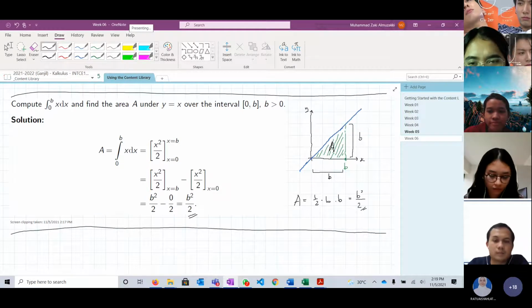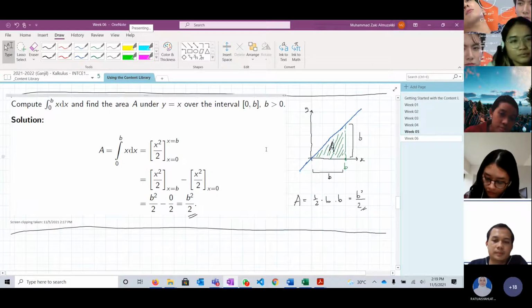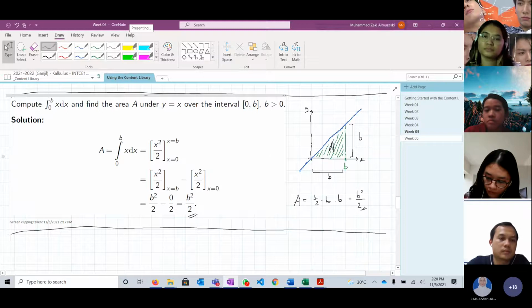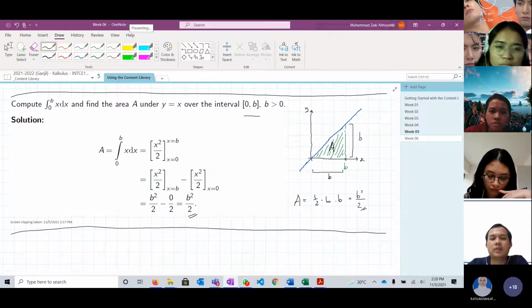Itu kan intervalnya, sir, 0, B ya, sir. But why you putting the B at the X? Yeah, because the interval is the interval of X. So X goes from 0 to B in this case.